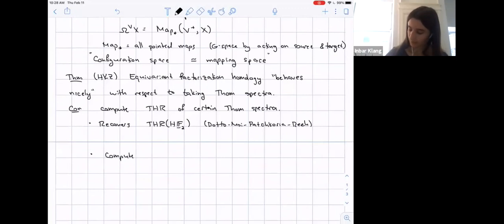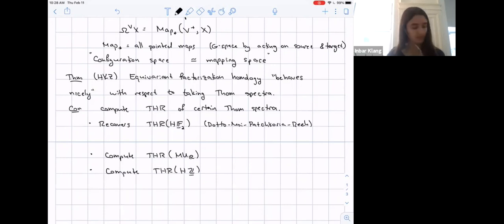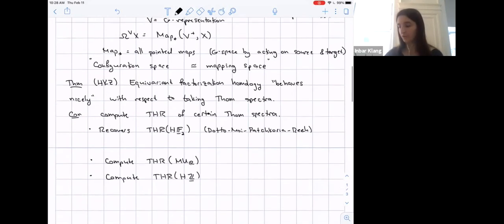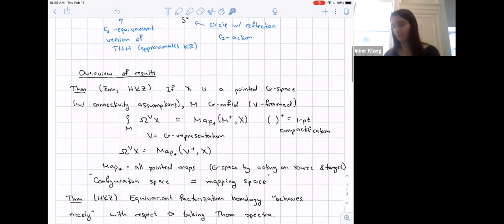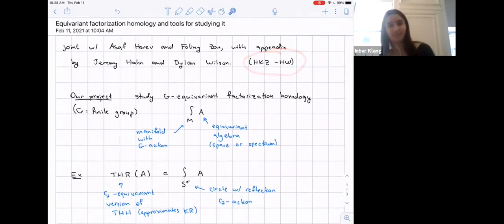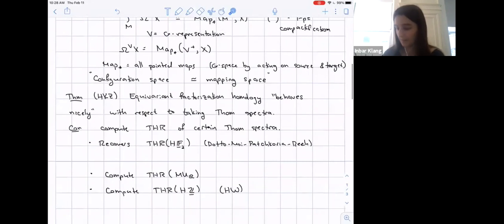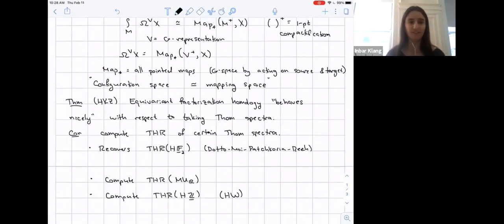We can compute THR of the real cobordism spectrum MUR. And also in the appendix, Jeremy Hahn and Dylan Wilson leverage this to compute the real topological Hochschild homology of HZ. So I'm gonna refer back to these acronyms here so that I don't write people's names a bunch of times. But yeah, so these are the kinds of corollaries that we can get computationally from these two theorems.